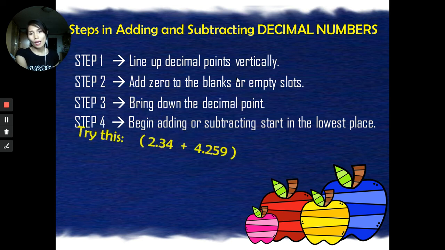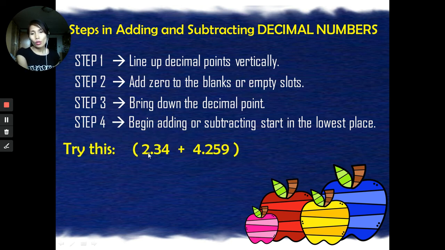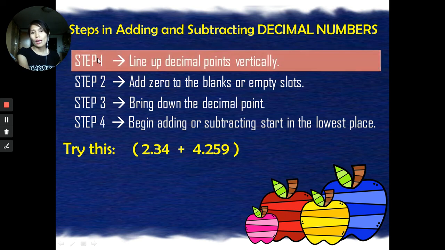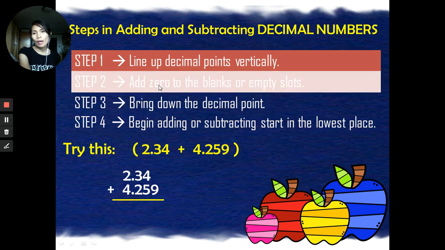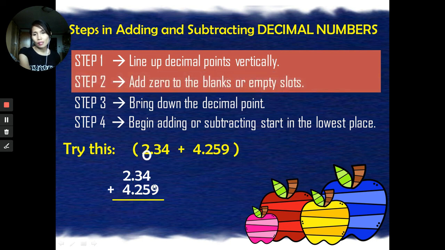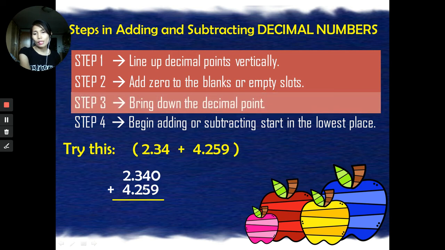Okay, so let's try 2.34, or 2 and 34 hundredths, plus 4 and 259 thousandths. Let's try to add this. The first step is to line up the decimal points vertically. So here, we'll line up the decimal points like this. And then step 2, add 0 to the blanks or empty slots. It's here, 0. And then step 3, bring down the decimal point. The decimal point, let's bring it down here.